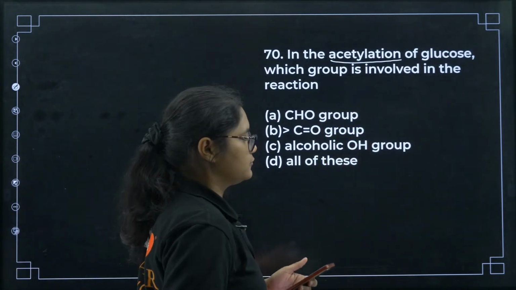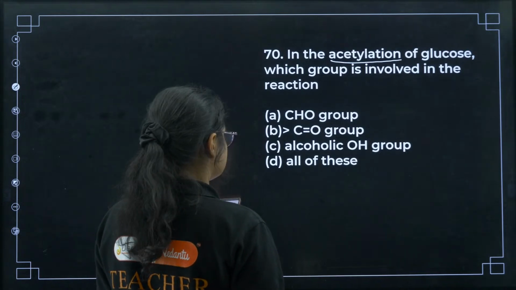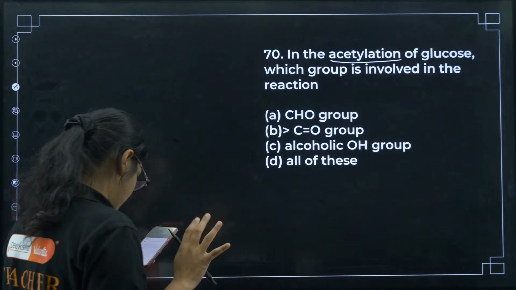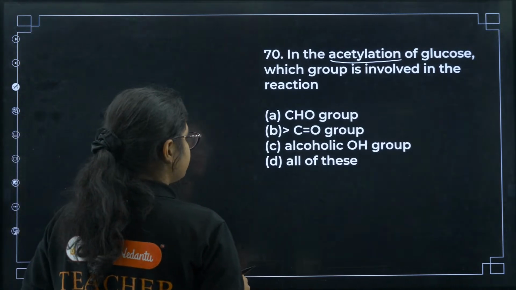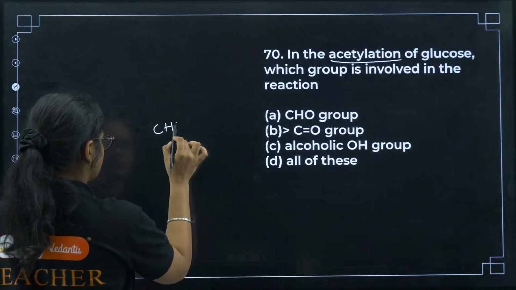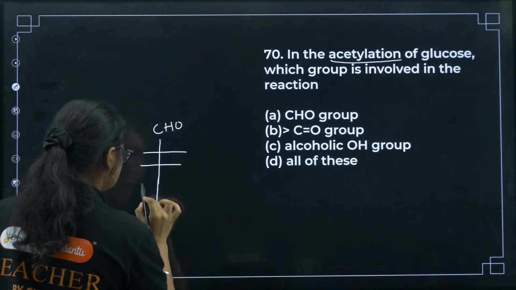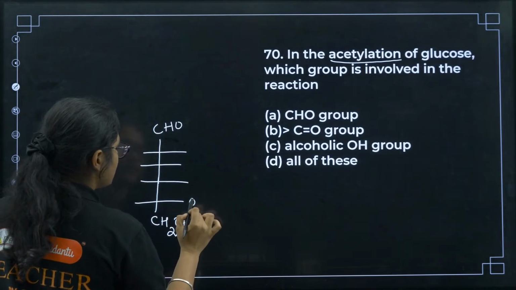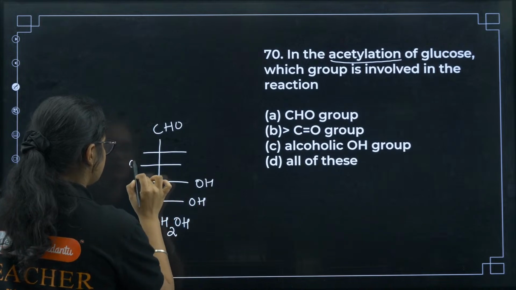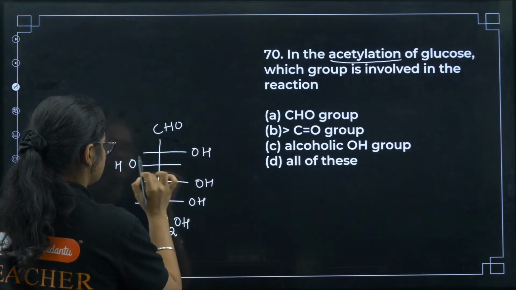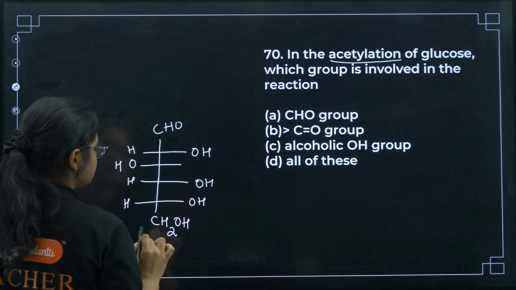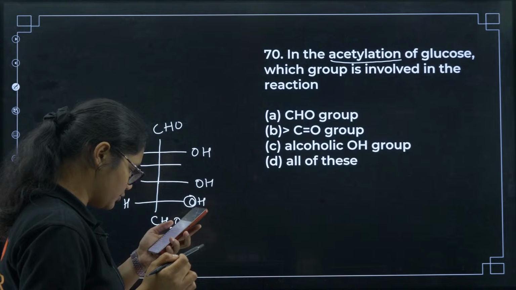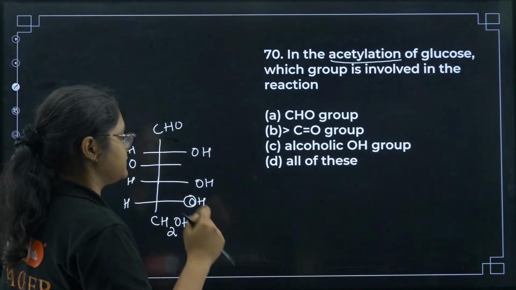Acetylation of glucose. I am not getting a correct answer from anyone for this question. Nobody has answered correctly this one. When you do acetylation, see, this is the structure of glucose, right? Here you have OH, here you have OH, then here you have OH, and here you have OH. So now what happens when you do acetylation? This group is converted to OCOCH3. OCOCH3 conversion takes place.